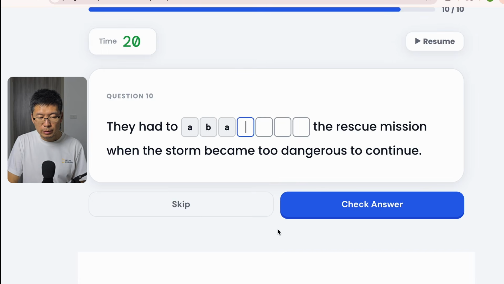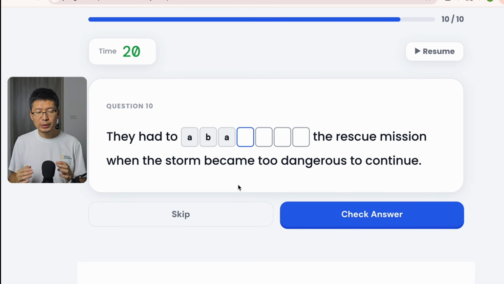Okay, last one. They had to what the rescue mission when the storm became too dangerous to continue. They had to do something, right? Because the storm is too dangerous. So it's not about every word, just about the situation. So can you think about the answer? It's a verb or noun or adjective. You have 3 seconds.